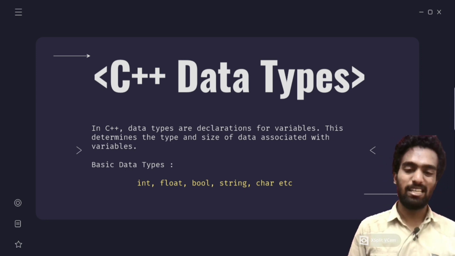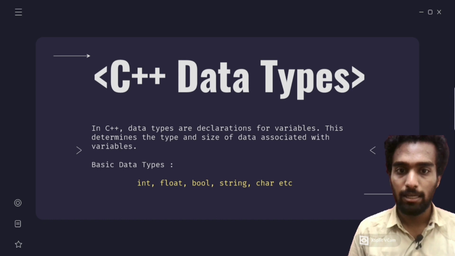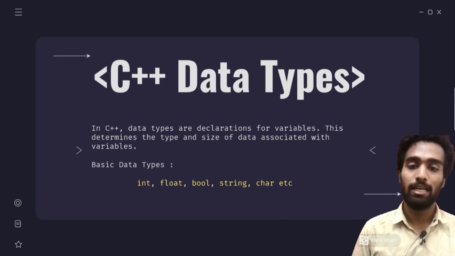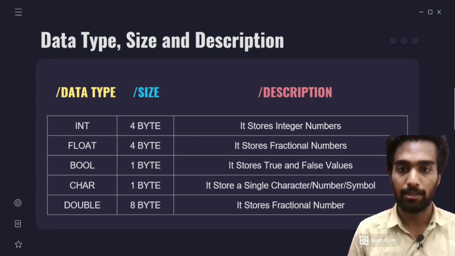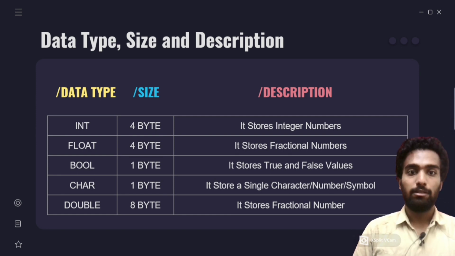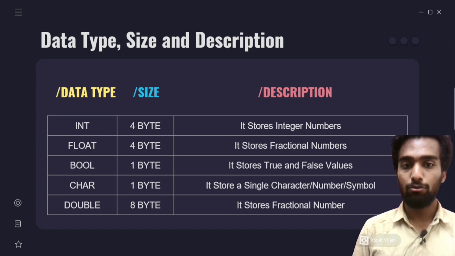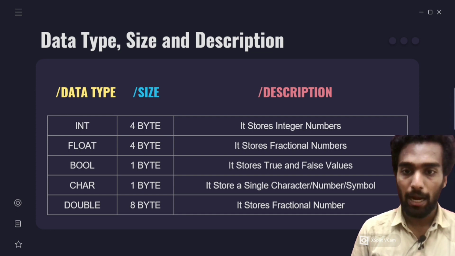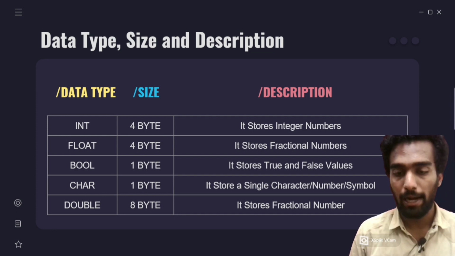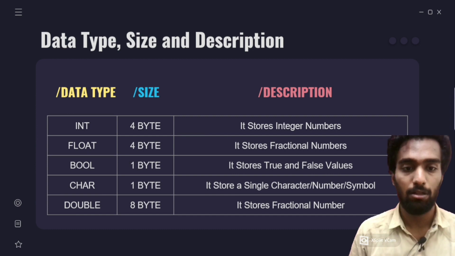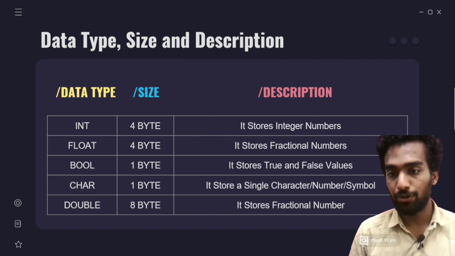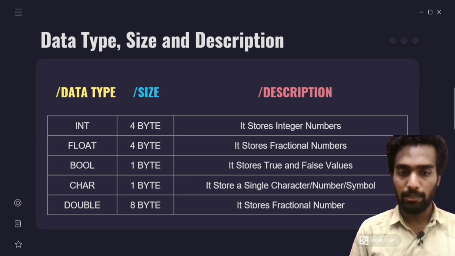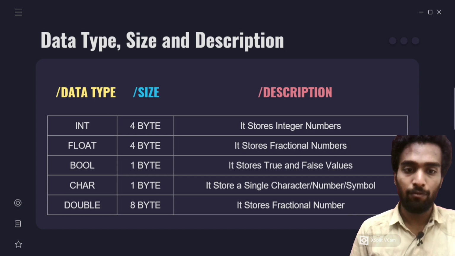As we saw in variables, there are multiple data types. Data types are declarations for variables. They determine the type and size of the data associated with the variables: int, float, bool, string, char, etc. There are multiple data types with sizes and descriptions. Int uses 4 bytes, it stores integer numbers. Float 4 bytes, it stores fractional numbers. Bool 1 byte, it stores true and false. Char 1 byte, it stores a single character or symbol. Double 8 bytes, it stores fractional numbers. Now see, float is 4 bytes and double is 8 bytes, so it's obvious that it will store a long, big number.